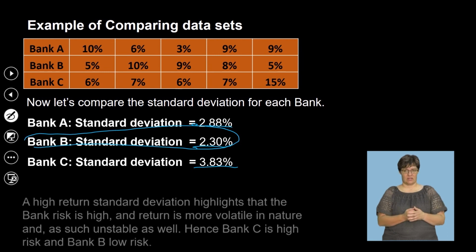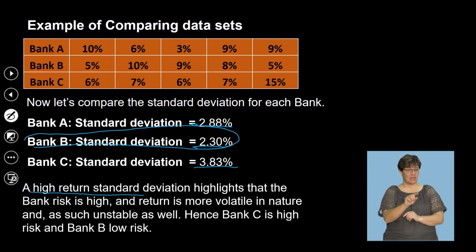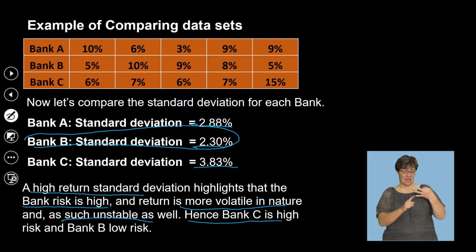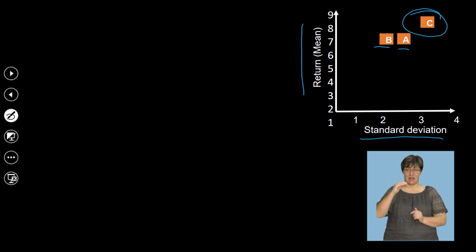Okay, now let's see what we can say from that. So what does this mean? A high return standard deviation highlights that the bank's risk is high and the return is more volatile in nature and unstable as well, which is actually bank C. Hence bank C is higher risk and bank B is lower. Now we can represent this. It's the standard deviation of the return, which is the average. See what we get. What does that mean? So it implies C. Can you see there? C is actually higher risk.